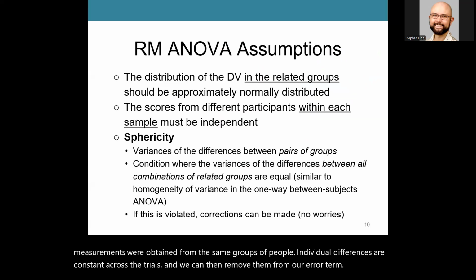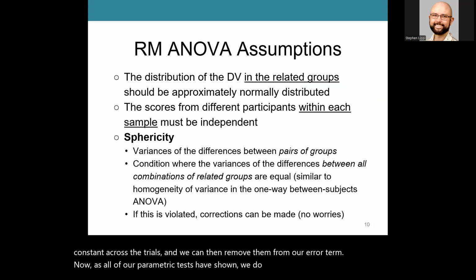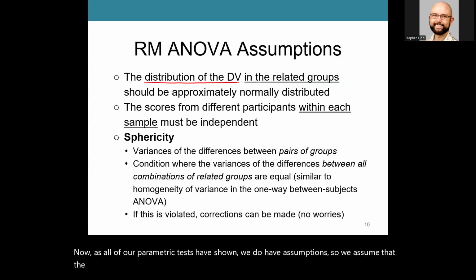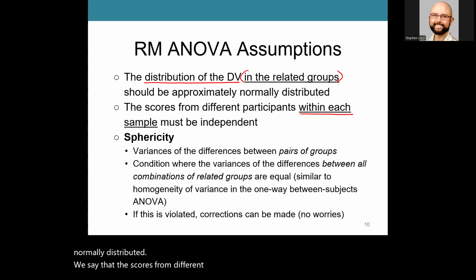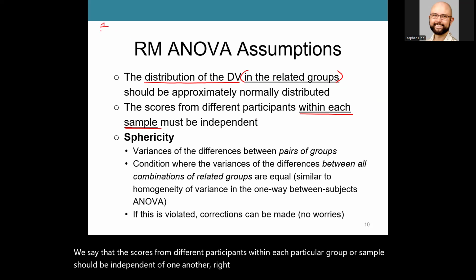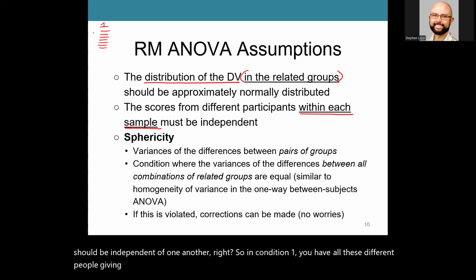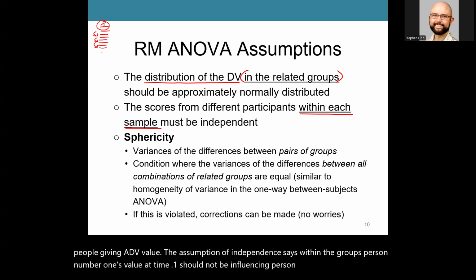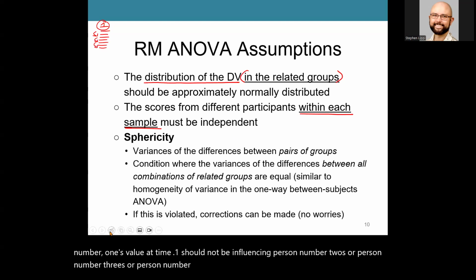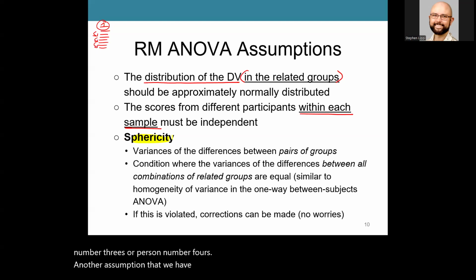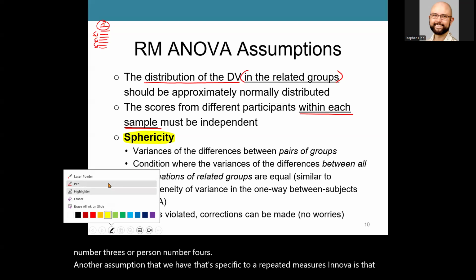Now, as all of our parametric tests have shown, we do have assumptions. We assume that the distribution of the dependent variable in the related groups should be approximately normally distributed. We say that the scores from different participants within each particular group or sample should be independent of one another, right? So in condition 1, you have all these different people giving a DV value. The assumption of independence says that within the groups, person number one's value at time point one should not be influencing person number two's or person number three's or person number four's. Another assumption that's specific to a repeated measures ANOVA is called sphericity.